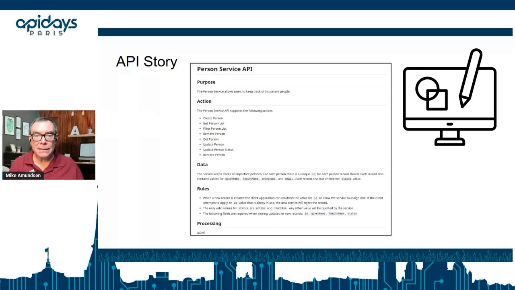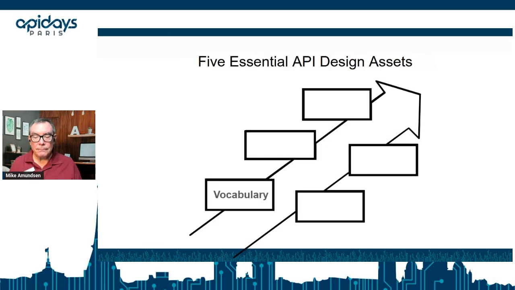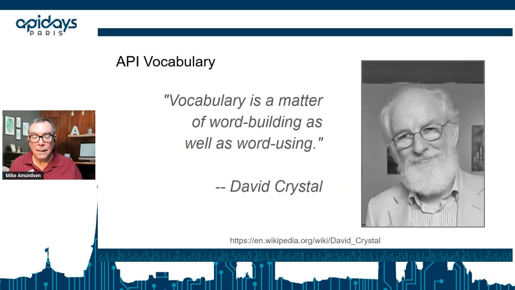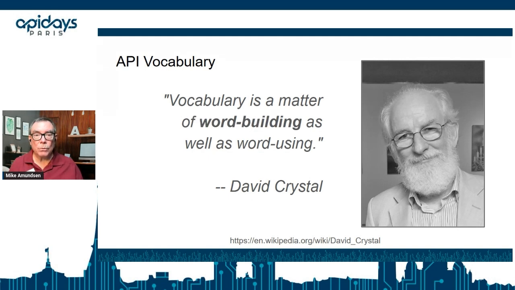Notice that this story has nothing to do with HTTP or GET or PUT or POST or React or JavaScript or C#. It's simply a story, an accessible story that everyone can connect to. Good API stories are always accessible to everyone. They're inclusive. All right, let's talk about the second element in this list, vocabulary. What do I mean by that? David Crystal says vocabulary is a matter of word building as well as word using.